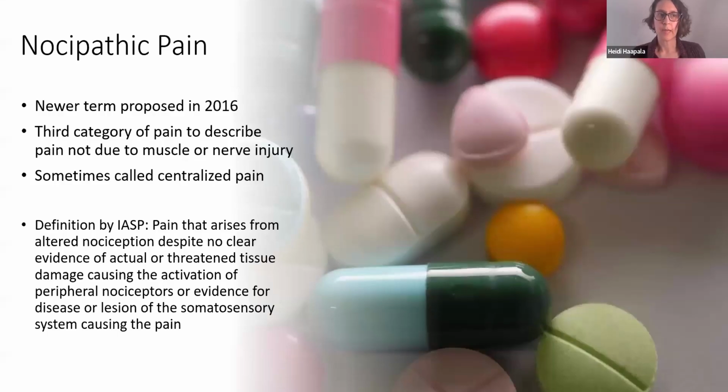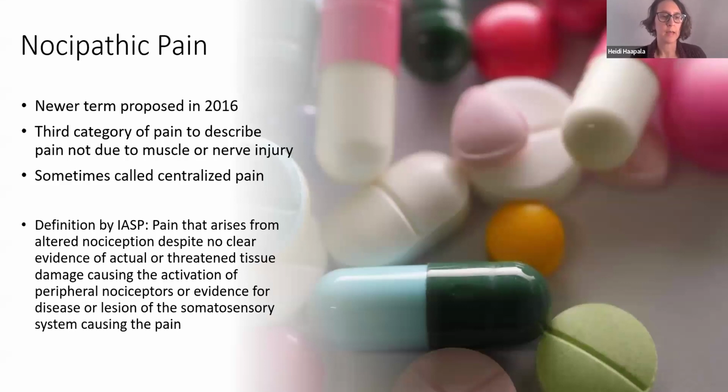The third type of pain is nocipathic pain, and this is a much newer type of pain that has been recognized. The term was just proposed in 2016 in the research literature. So there's still a long way to go with understanding this terminology and recognizing it. And this is the type of pain that's describing pain that's not due to muscle or nerve injury. Prior to the term nocipathic pain, people had called it centralized pain.